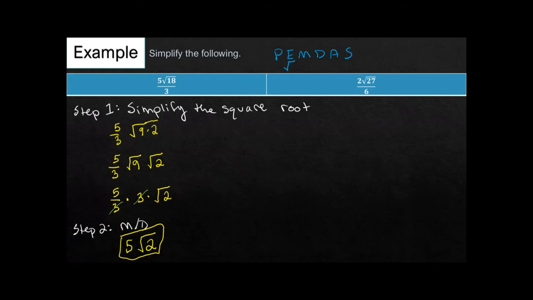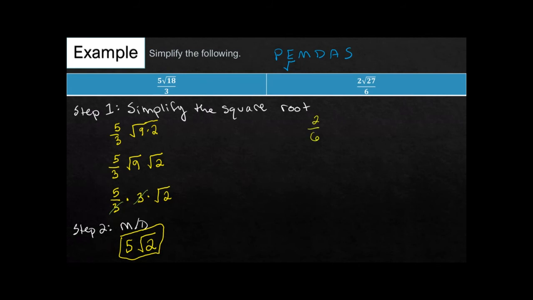So that's how you would simplify this one on the left. Now the one on the right, we're going to do the same sort of thing. So we've got 2 times the square root of 27 over 6. So we need to simplify the square root of 27. And I look at that and I think 9 times 3, and that I can use that square root of 9 again. So I'm just going to do the same thing.